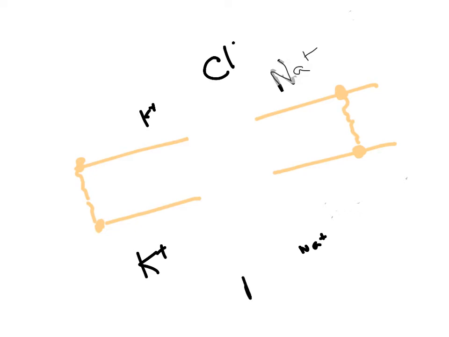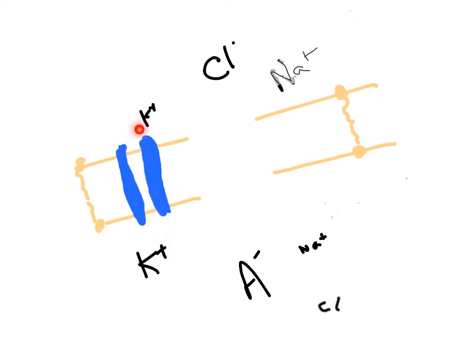We have a lot of ions floating around in this space. We have sodium, potassium, chloride, which is a negative charge, and we have negatively charged proteins in the intracellular space. We also have many ion channels, like this one, throughout the membrane that allow ions to pass through the cell membrane.